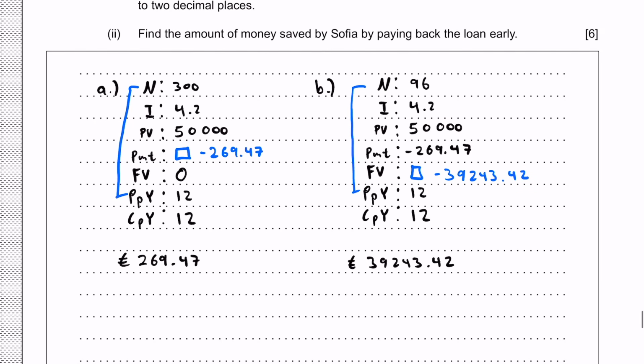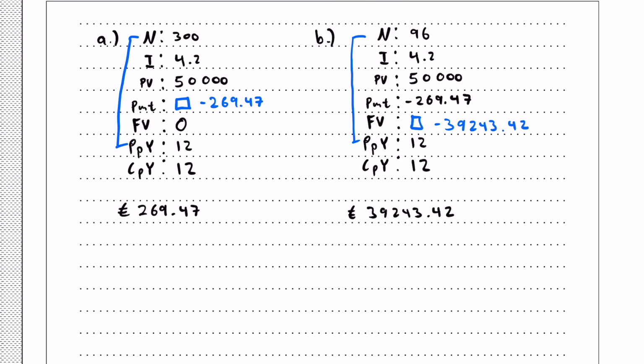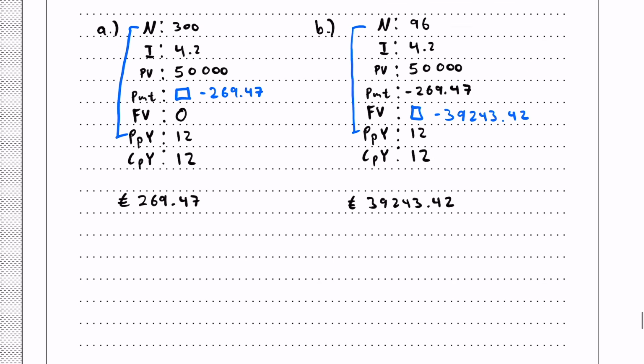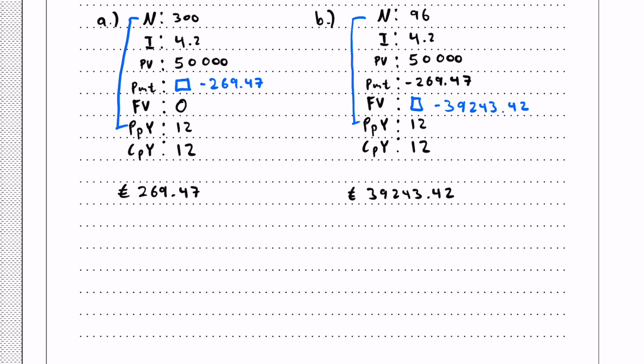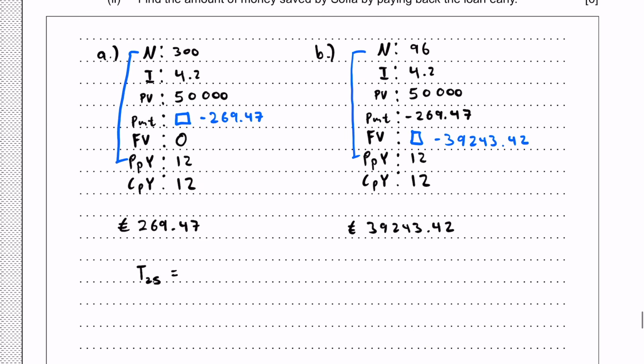So let's first find out how much she would pay if she paid it off over 300 payments, that is to say over 25 years. So let's find out this value. So what can we say? Let's call this total T25, the total over 25 years. What would that be? Well, that would be Sophia. Sophia is paying 300 payments, and each of those payments is 269 euros and 47 cents.